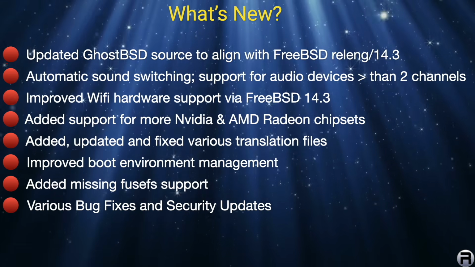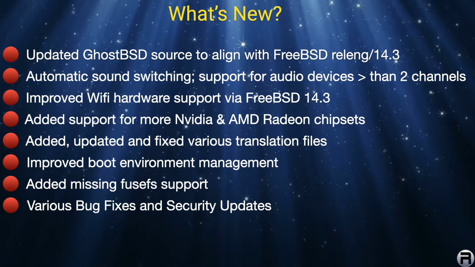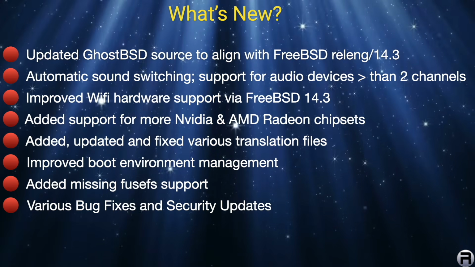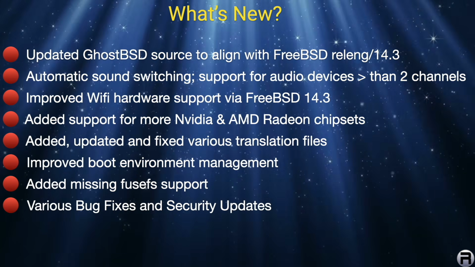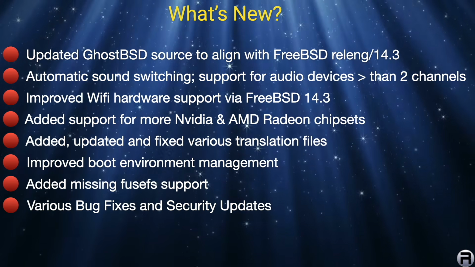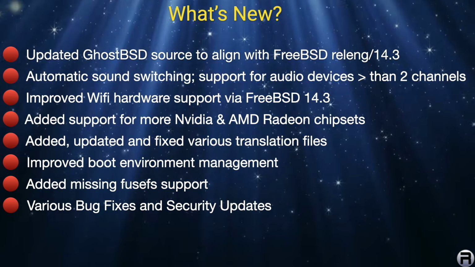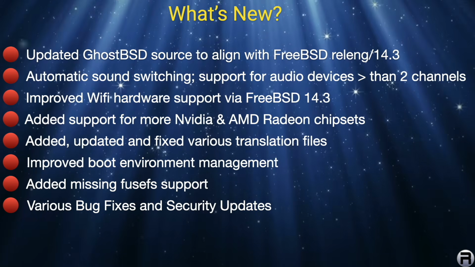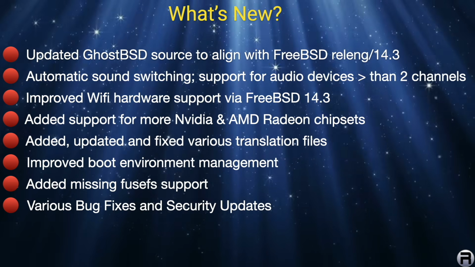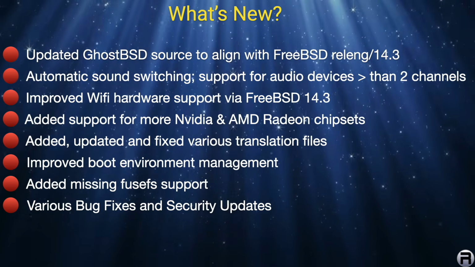And here is a summary, really. You've updated GhostBSD source to align with FreeBSD 14.3. You've got automatic sound switching, support for audio devices with more than 2 channels. Improved Wi-Fi hardware support via 14.3. The changes that are in FreeBSD 14.3 are being carried across, of course. Added support for more NVIDIA and AMD Radeon chipsets. You've added and updated and fixed various translation files. Improved boot environment management, added missing FuseFS support, and various bug fixes and security updates. So, you know, it's a good working release that we have here.